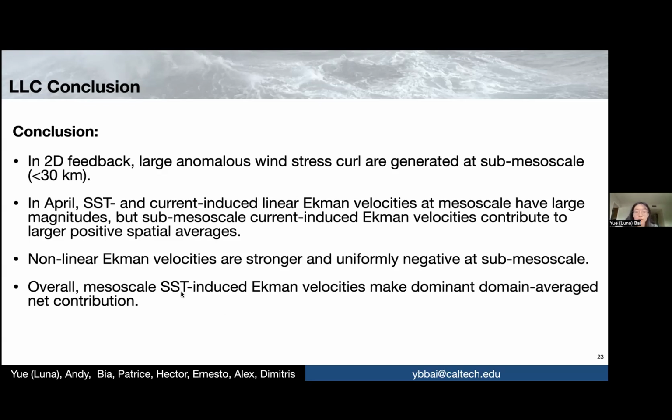But overall, mesoscale SST-induced Ekman velocities make the dominant domain average, or net, contribution to these vertical velocities, and so we suspect that they could also dominate most of the vertical fluxes that could be caused by these Ekman vertical velocities. Cool. So that was a temporary conclusion for our results in the LLC model.